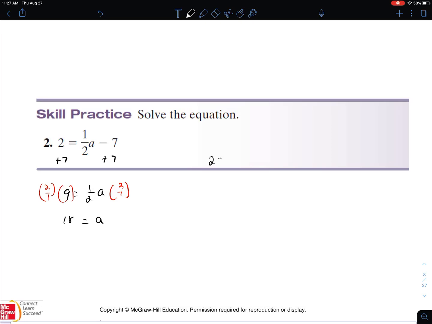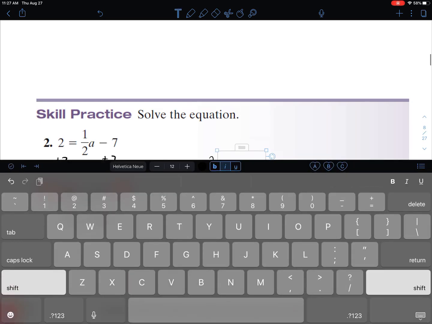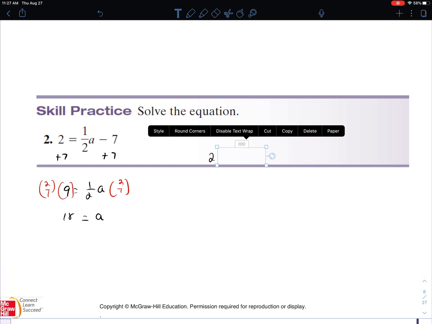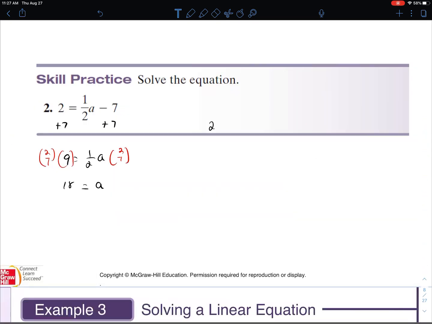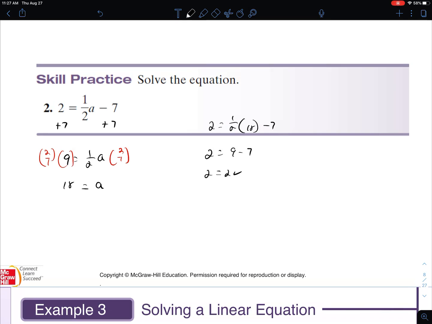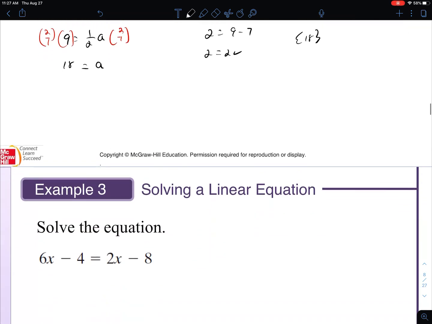Let's go ahead and double check it. So it's going to be 1/2 times 18 minus 7. 1/2 times 18 is 18 divided by 2, which is 9. And then you can see that this is equal to that. So the solution set for this one is in fact 18.